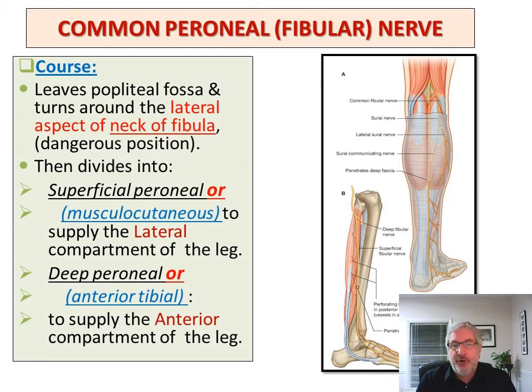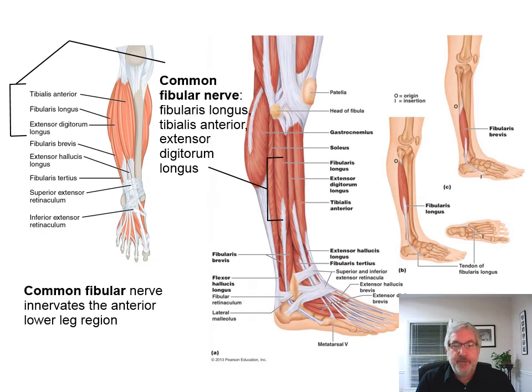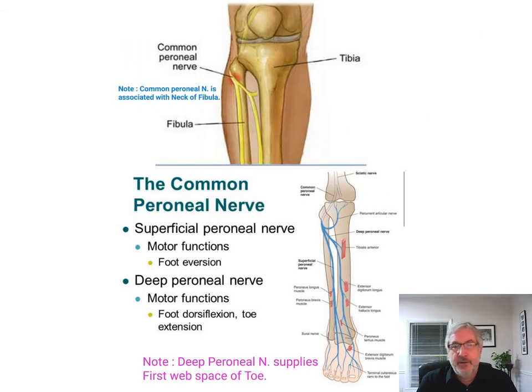Common fibular nerve, I don't need to go over that. It's just showing the anterior muscles of the leg, so it's just showing where it travels. Next slide. So the fibular nerve comes down for the anterior portion of the leg, the tibial nerve doing the back side of the leg. Next slide.